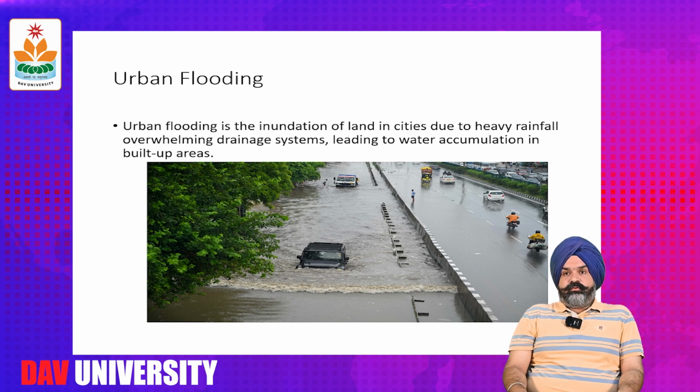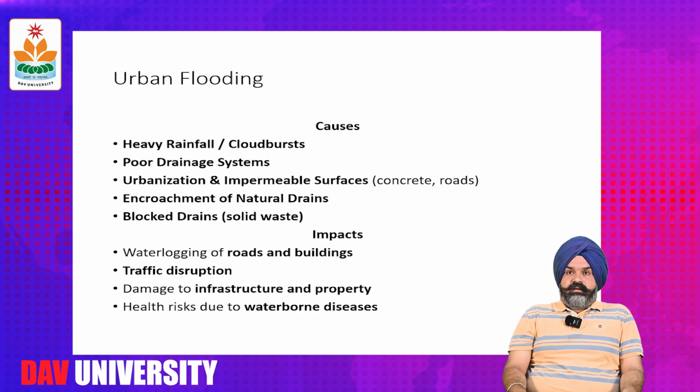Now coming to the next slide, this is urban flooding. This particular figure shows urban flooding. Basically, poor drainage design is the main root cause, as well as maintenance. Urban flooding is the inundation of lands in the cities due to heavy rainfall, overwhelming drainage systems and leading to water accumulation in the built-up areas.